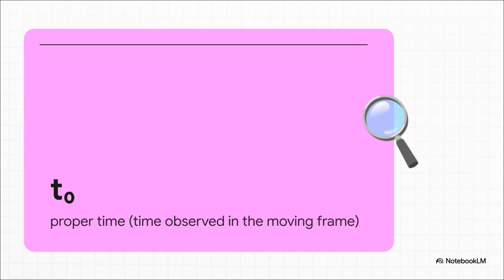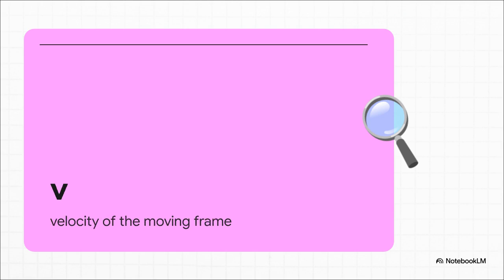Okay, next up is T sub 0, or what physicists call proper time. So if T is the time we see from the ground, T sub 0 is the time the astronaut on the spaceship experiences. For them, it's just normal time ticking by on their watch. Then you've got V. Simple enough, right? It's just velocity, how fast that spaceship is moving compared to us. But, and this is the fun part, as V gets bigger and bigger, the difference between our clock and their clock gets, well, it gets really, really weird.